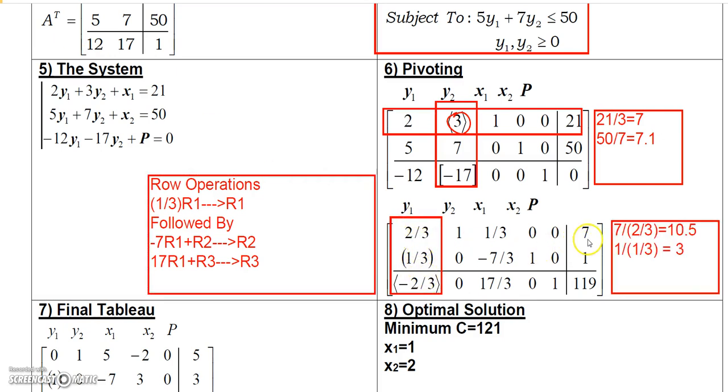And then I have to take 7 and divide it by the 2/3. Well, 7 divided by 2/3 is the same as 7 times 3/2, so that'll give me 21/2 or 10.5. And then I have to take 1 and divide it by 1/3. And 1 divided by 1/3 is the same as 1 times 3, which is just 3. Since 3 is the smaller of these two quotients, the second row is going to be my pivot row. And where they intersect would be right here on that 1/3.